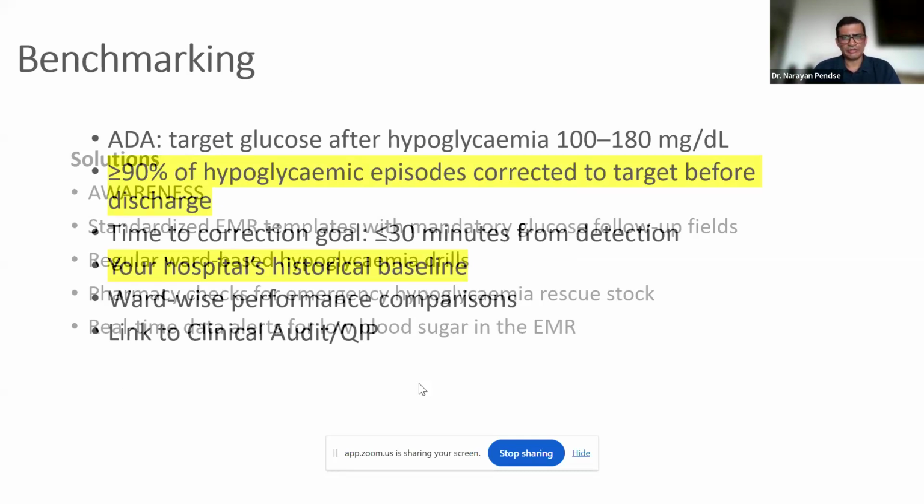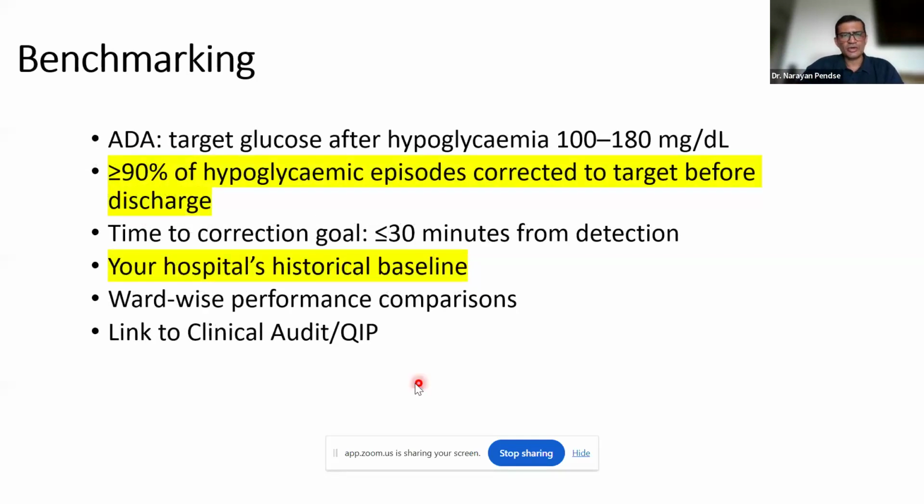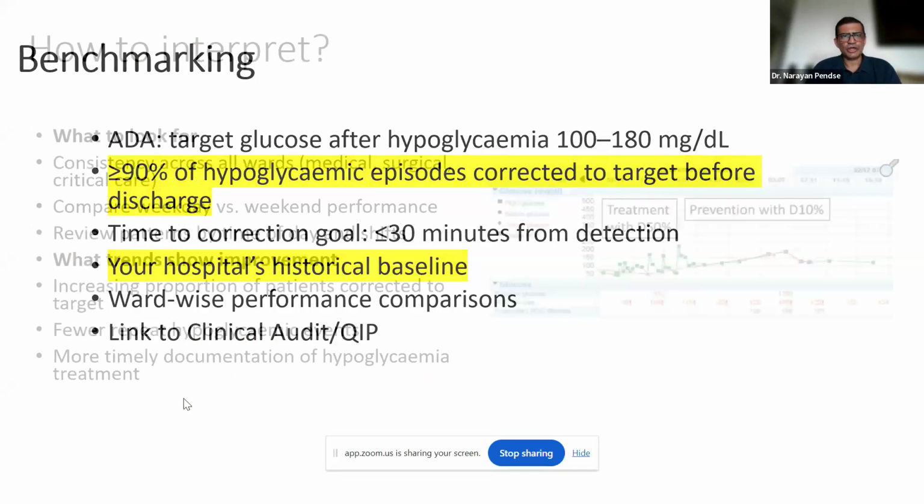Like Dr. Mundkur also mentioned, if you have around 50-60% compliance, set your target to move towards 90% and work towards this. This is a good example which can be taken up for a clinical audit or a quality improvement project in your ICUs and wards. How to interpret or what to look for?